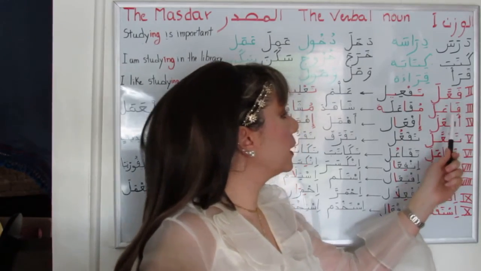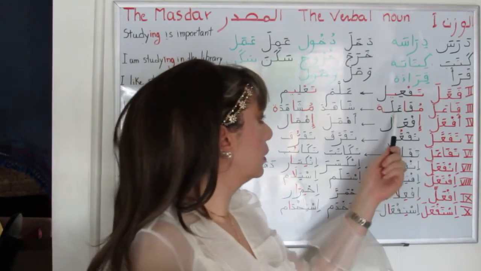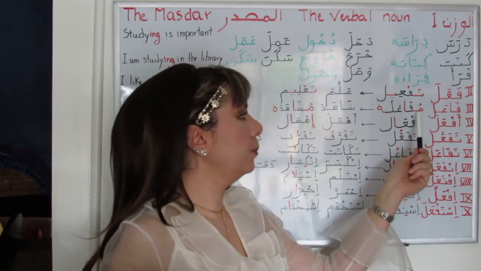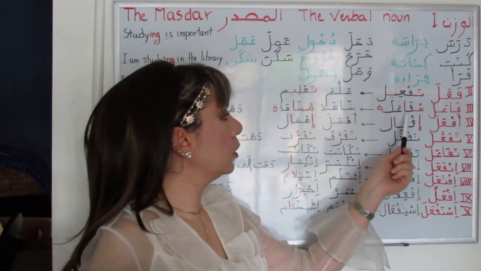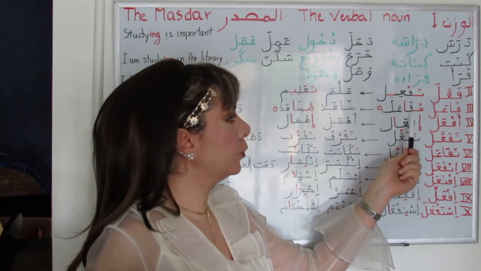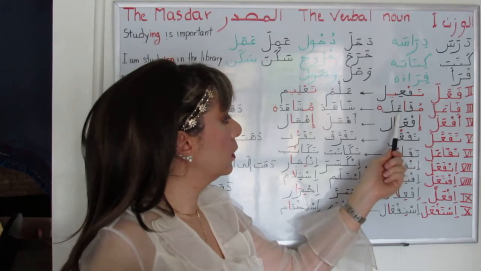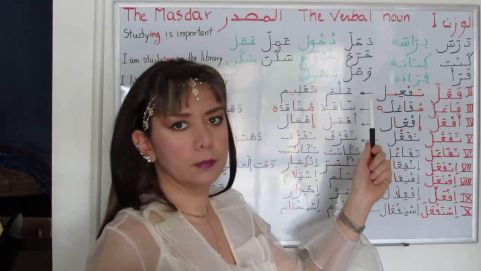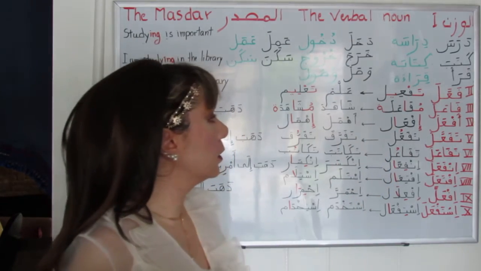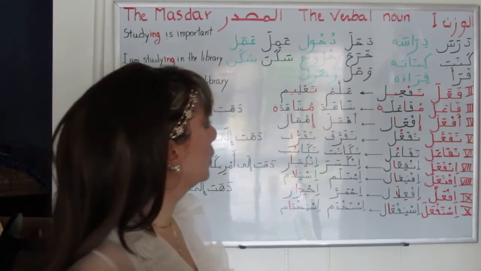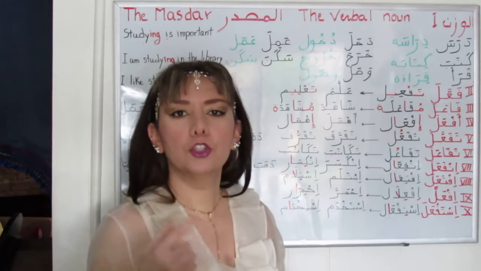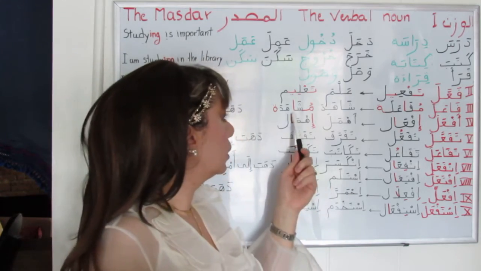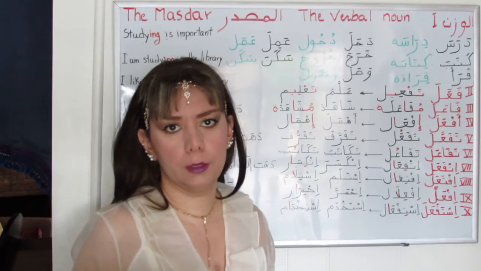The third pattern, fa'ala, mufa'ala. So we have mim as a prefix, a long vowel, alif after the first radical, and ta marbuta in the end. It's a feminine verbal noun. So shahada, to watch, he watched. Mushahada, watching.